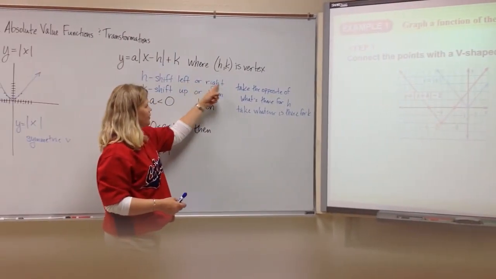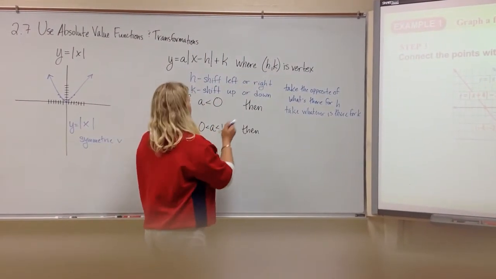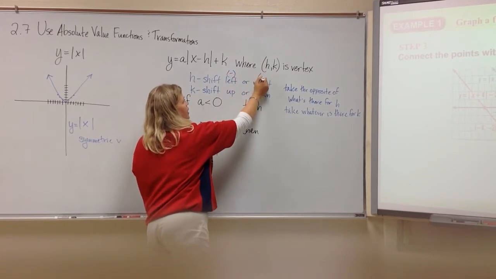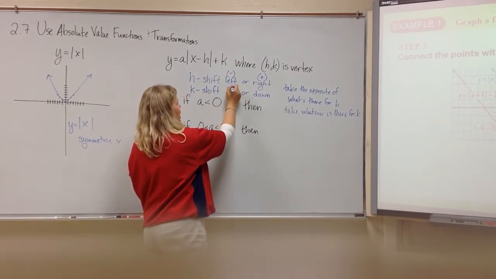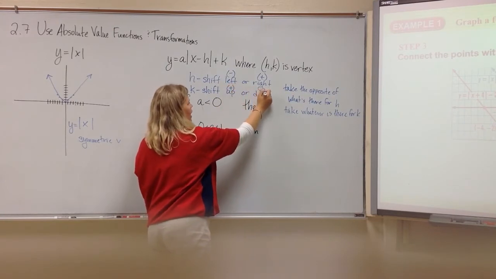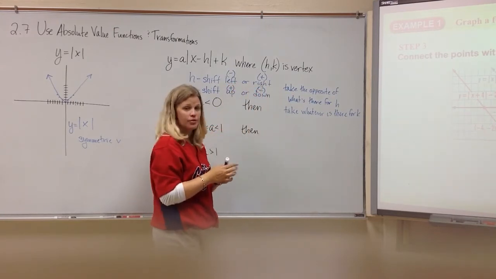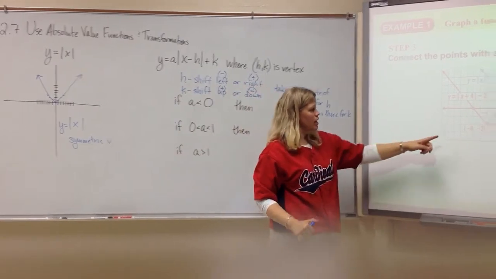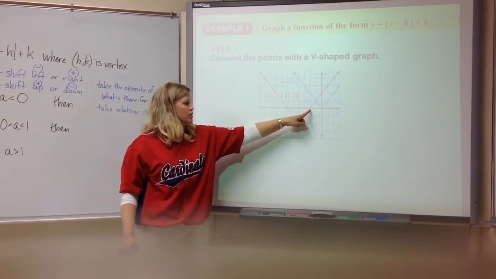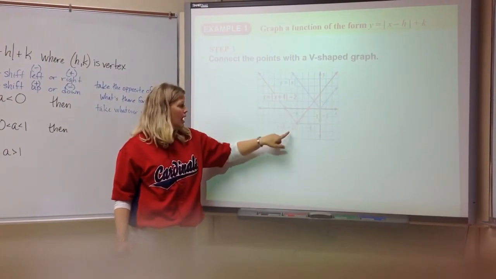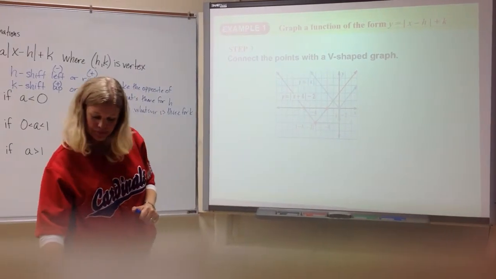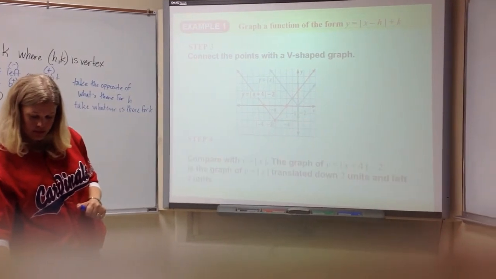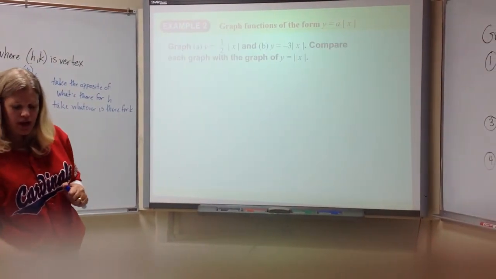So H shifts left or right. If it's a negative, it's going to shift left. If it's a positive, it's going to shift right. This one shifts up if it's positive and down if it's negative. Let's go back and look. It was a -4, so shift left like we said, and a -2, so shift down. Okay? Let's try, well, we talked about that. Okay, let's look at this.